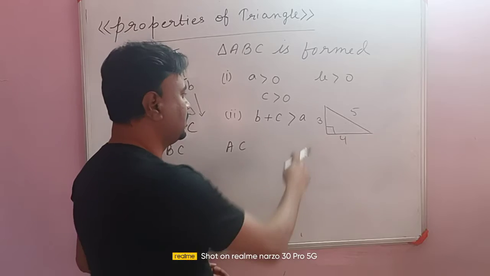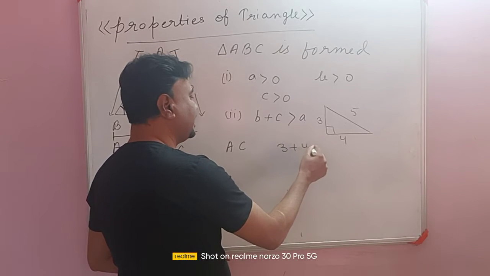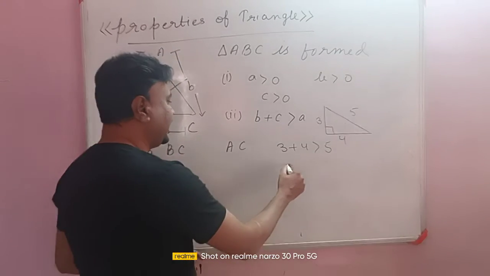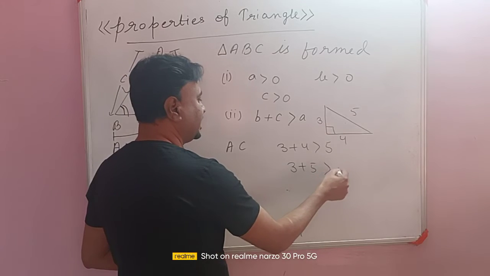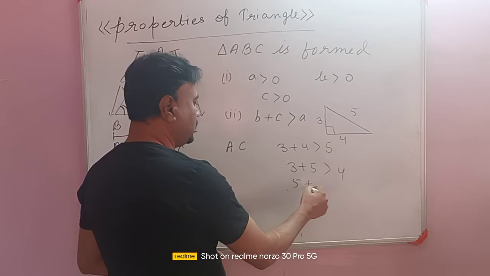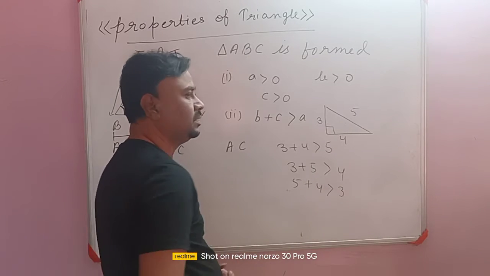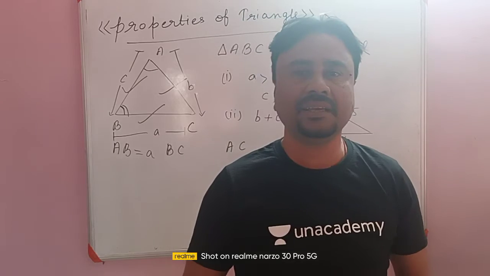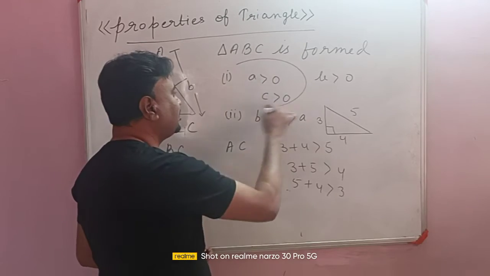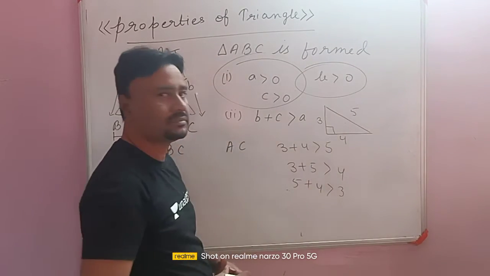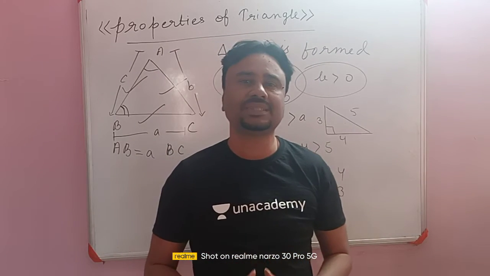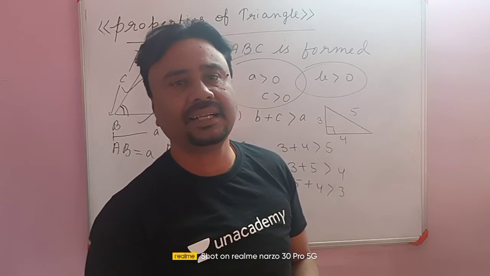Let's try to check it. 3 plus 4 is always greater than 5. If you take the sides 3 and 5 here, we can write 3 plus 5 is always greater than 4. Or we can take the sides 5 and 4 also: 5 plus 4 is always greater than 3. It means that our triangle ABC satisfies condition number 1, which is that the lengths of the sides are always positive. Condition number 2 is that the sum of two sides is always greater than the third side.